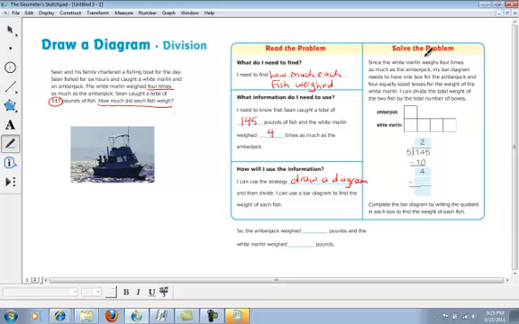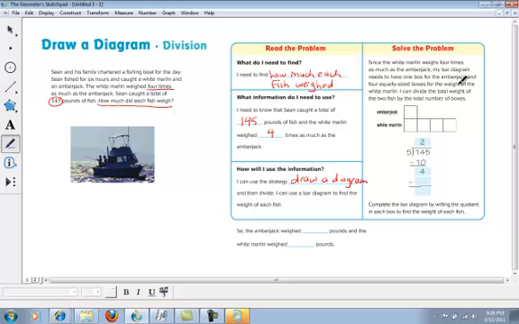Now, since the white marlin weighs 4 times as much as the amberjack, my bar diagram needs to have 1 box for the amberjack and 4 equally sized boxes for the weight of the white marlin. You see how the white marlin is 4 times the amount of the amberjack?